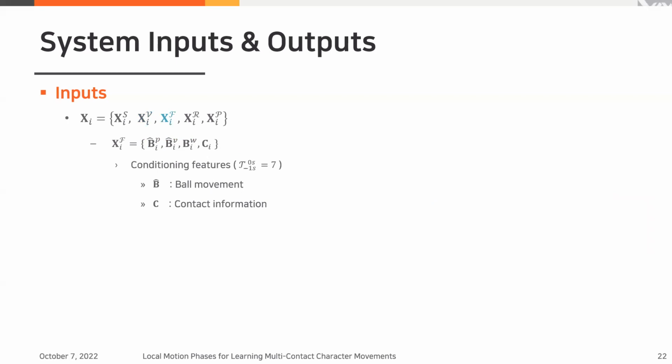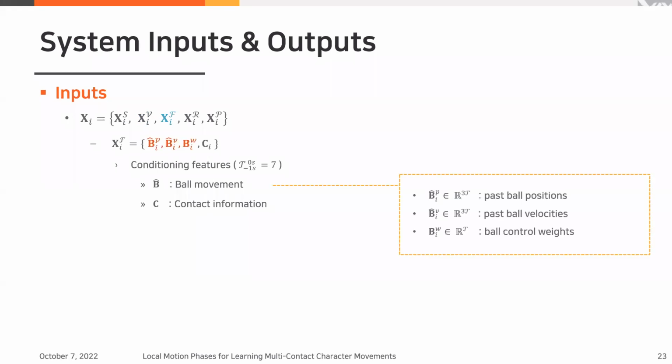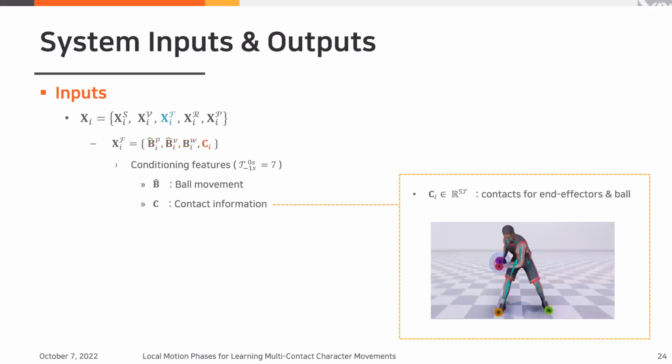Next, the conditioning features are composed of ball movement and contact information. The position and velocity of the ball in the previous frames are used for the prediction of the next frame, and the ball control rate is used to exclude ball movement when the character is not interacting with the ball. Then the contact information of each end effector and ball in previous frames are included.